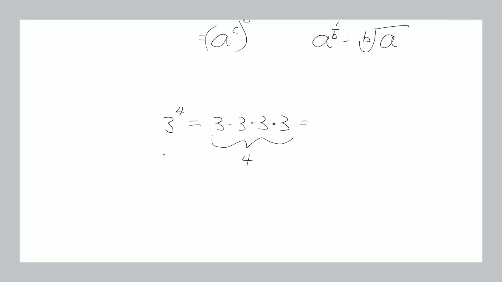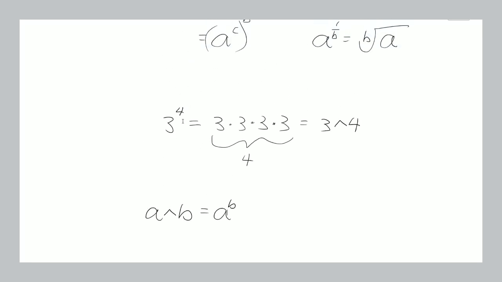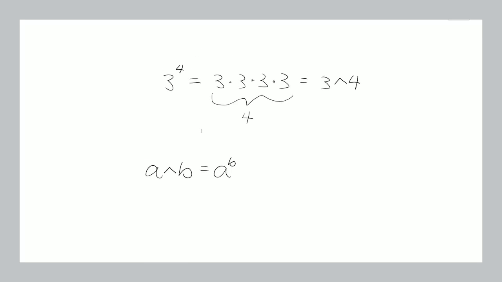And other times it could be written like this, right, where you have this kind of hat symbol and the exponent is written after the hat symbol. It's just two ways of writing the same thing. Okay, so you could write a hat b, or you could write a to the power of b, right? Another way of saying to the exponent of is to say to the power of, right? So you could call this 3 to the power of 4 or 3 to the exponent 4.